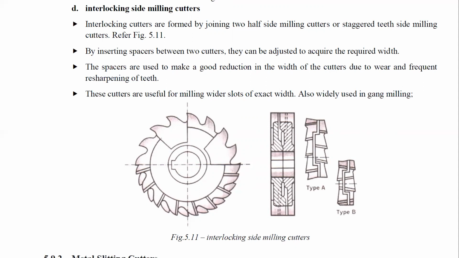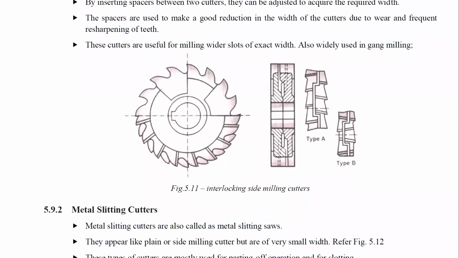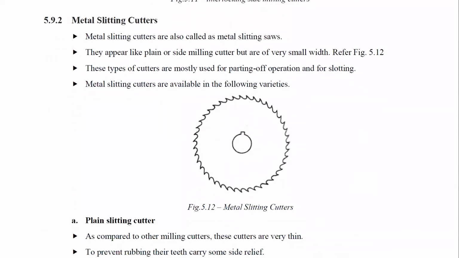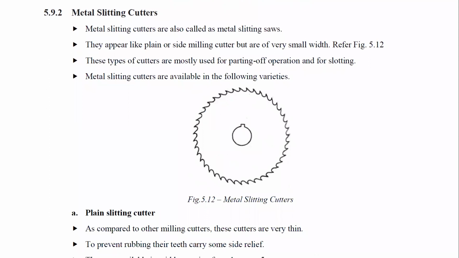Interlocking side milling cutters: first one is the type A side milling cutter, second one is the type B side milling cutter. Metal slitting cutters, also called metal slitting saws, appear like plain or side milling cutters but are of very small width. These cutters are mostly used for parting off operation or for slotting operation.